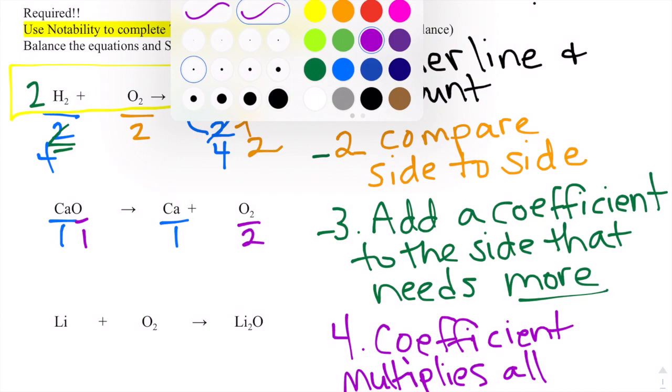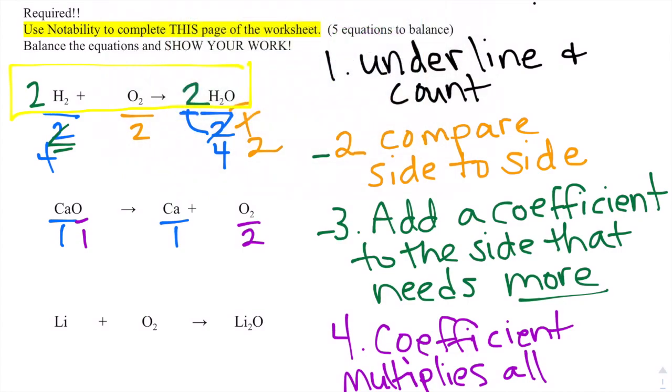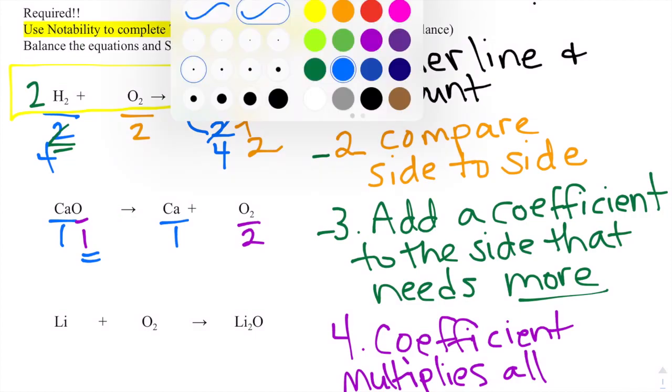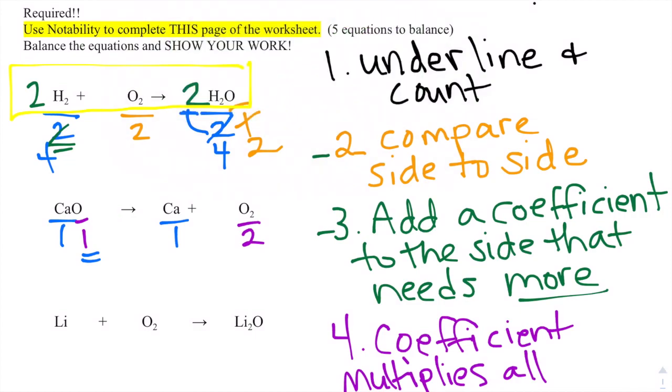The Ca's with 1 each is good, but the O's, we see a 1 on the left and a 2 on the right. And so I'm going to look at step 3 here, add a coefficient to the side that needs more. The side that needs more is the 1 because it's less. So I'm going to think, what do I multiply by 1 to make it equal to the 2? And I need to put a 2 then.